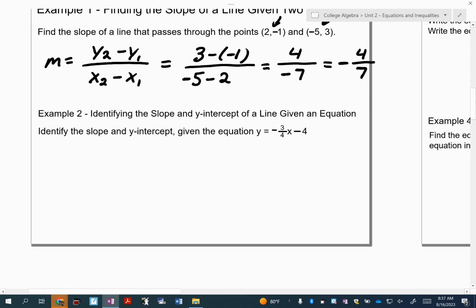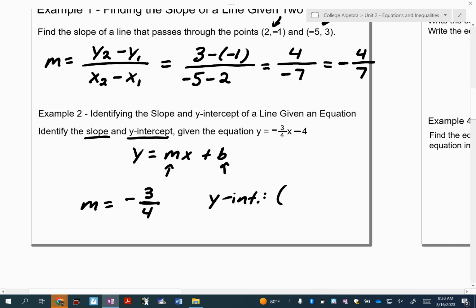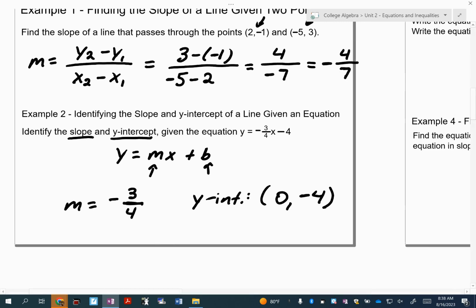Now, as I mentioned before with the slope-intercept form of y equals mx plus b, it wants me to identify the slope, which is going to be my m, and the y-intercept, which is going to be my b. So my slope in this case is going to be negative 3/4. It's whatever is in front of that x. Please do not write the x with it. And the y-intercept is going to be negative 4, but I want to encourage you to write it as an ordered pair, (0, negative 4), because all y-intercepts are on the y-axis, which means their x-coordinate is 0. That's example 2. Let's do example 3.